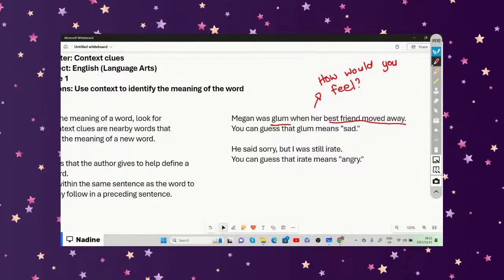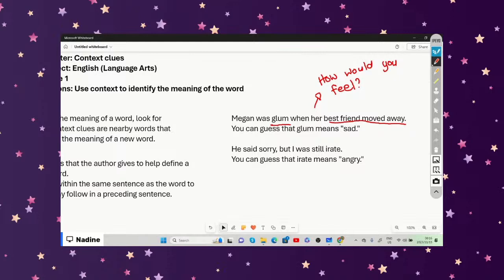So basically, glum, right? It says that Megan would feel glum when her best friend moves away. So now we're asking, how would you feel if your best friend had to move away? You'll feel sad, or unhappy, but mainly sad. So basically, that is, like I say, a context clue.